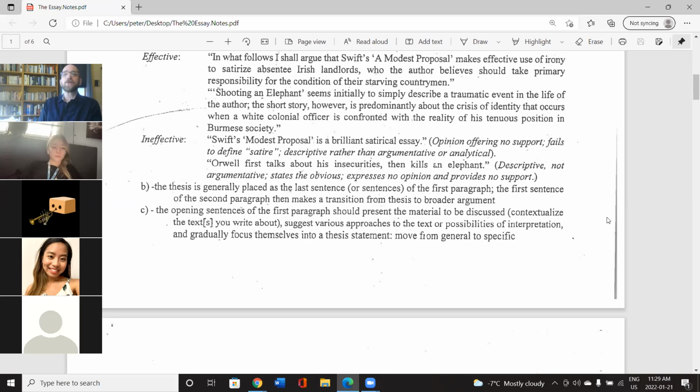So it's an opinion that offers no support. It doesn't define satire. It is purely descriptive rather than argumentative or analytical. Everyone see what I'm saying here? Why this is an ineffective thesis.